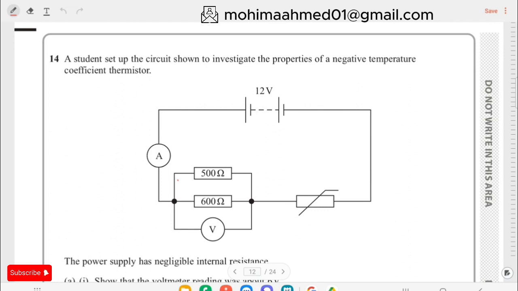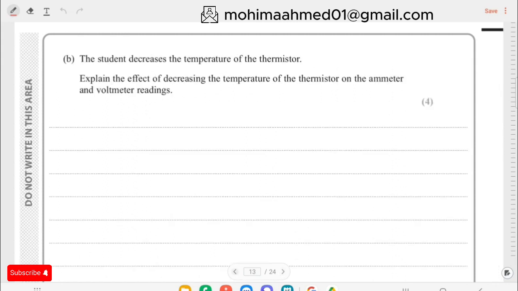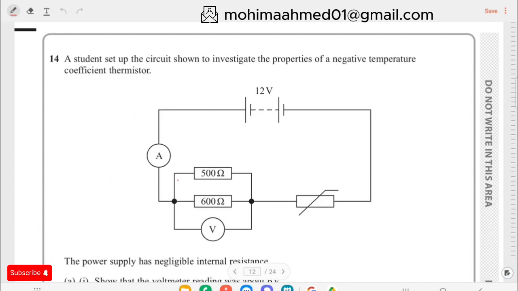If you are decreasing the temperature for the thermistor, as it is a negative temperature coefficient conductor, obviously a temperature decrease would indicate that the resistance of this thermistor would increase. According to the equation V equals IR, if the resistance of the thermistor increases, the voltage across this thermistor would increase, which means that out of this 12 volt supplied by the power supply, more of that would be used by the thermistor, which indicates that this voltmeter reading that is connected across the parallel combination will decrease, because more of the voltage is being used by the thermistor, so less is available for this parallel combination of fixed resistors. So this would drop.